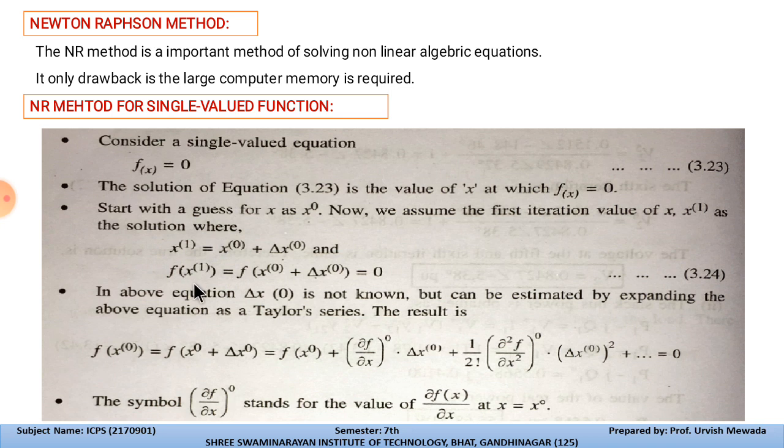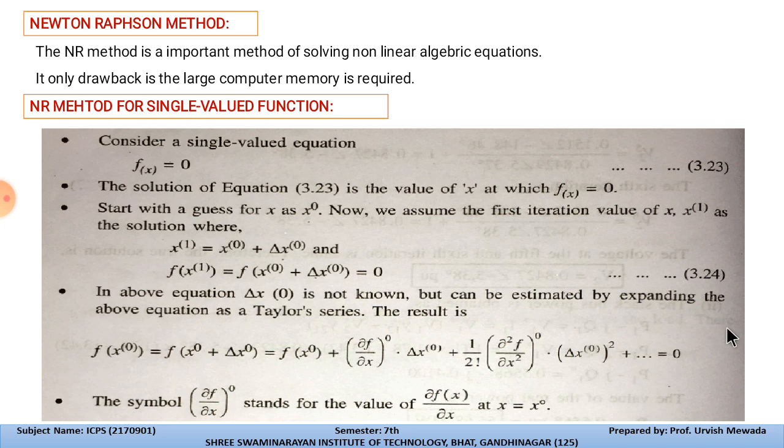Now f of x raised to 1 is equal to f of x raised to 0 plus delta x raised to 0, which is equal to 0. This is the condition that needs to be satisfied. In the above equation, delta x raised to 0 is not known. It can be estimated by expanding the above equation as a Taylor series, which we already studied in our higher engineering mathematics.